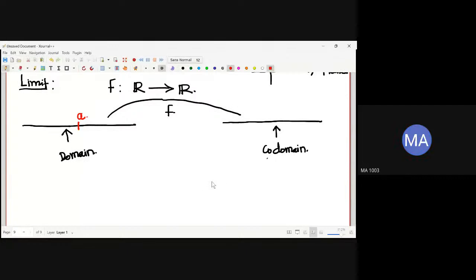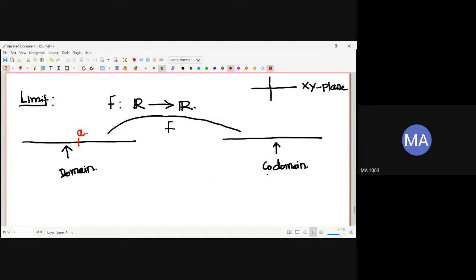Right. And why do you actually check the left hand limit and right hand limit? One of the reasons is that the domain is real. There are only two possible ways in which you can come to this point A. Either you can come to this point A from this direction, or you can come to this point from this direction. There is no other possible direction through which you can come to this point A.